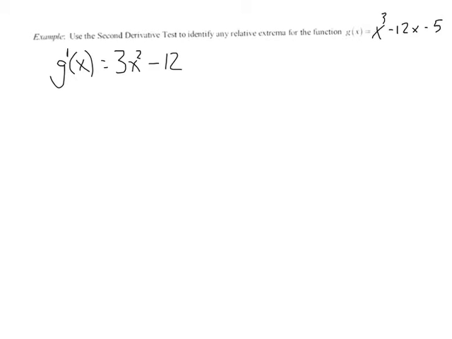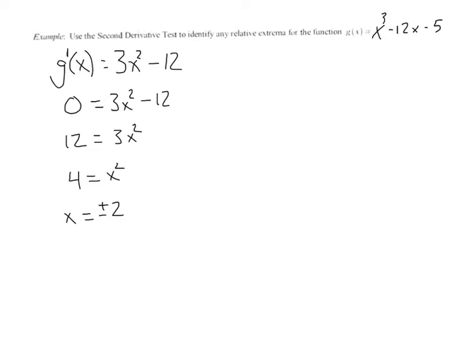And so from there, I first need to figure out any potential critical points. So I'd set this equal to 0. Right, set the first derivative equal to 0, and then I'm going to solve for x. So I add 12 to both sides, I get 12 equals 3x squared. I divide by 3, so I get 4 equals x squared. I'm going to take the square root of both sides, and my critical points are plus or minus 2. That's all review from a previous example.